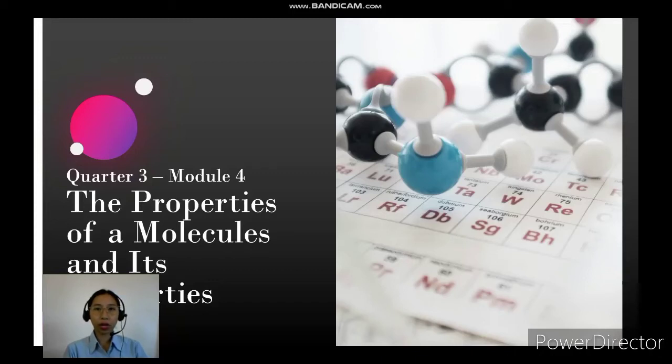Welcome back to our continuation for our topic about polar molecules and nonpolar molecules. We already have discussed how we are going to determine whether a molecule is polar or nonpolar using your electronegativity difference, as well as knowing its shape and structure. Now we are going to proceed with the properties of molecules.